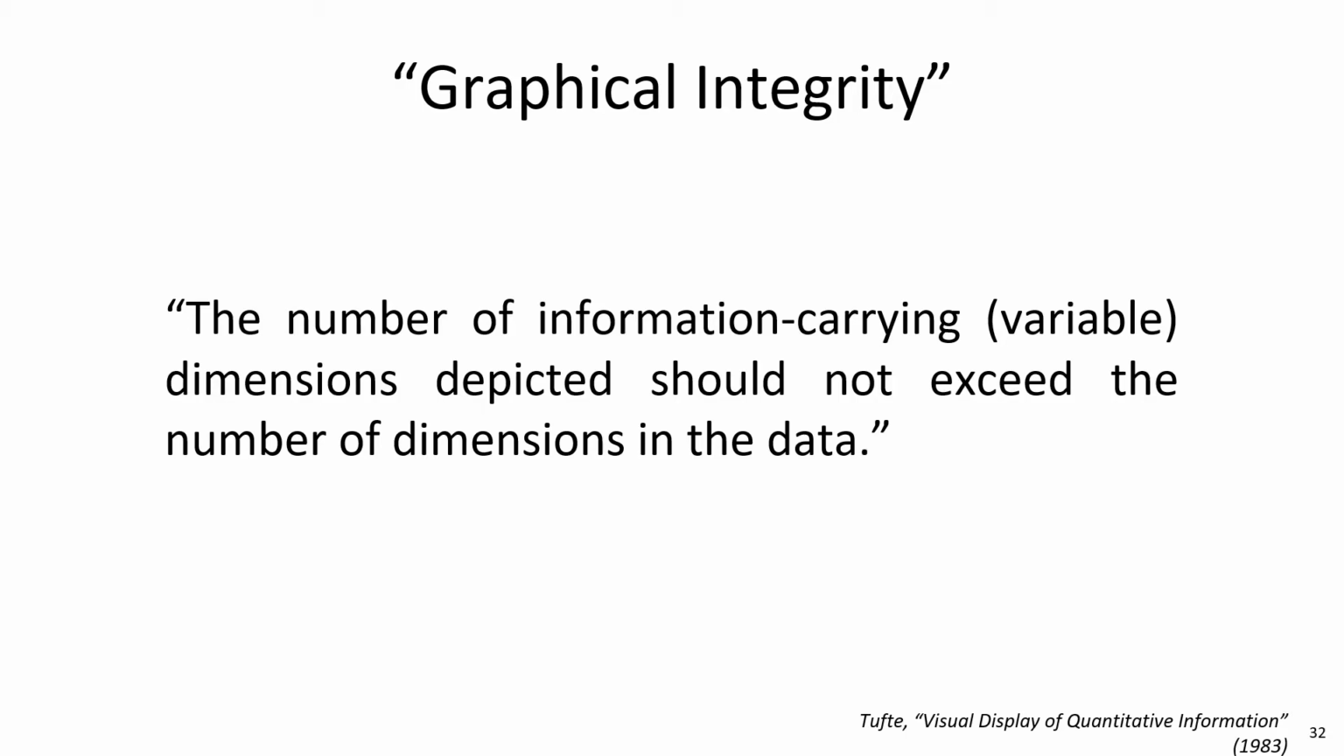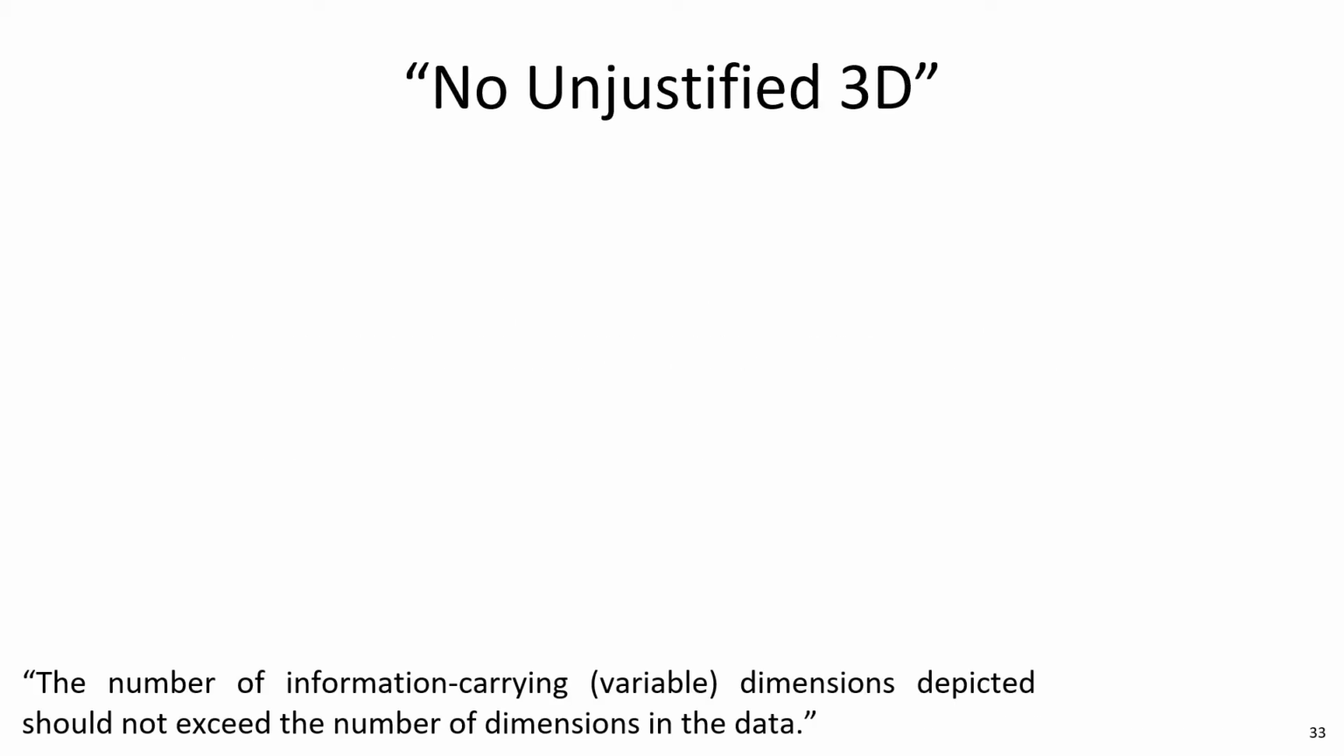We also want to say that part of graphical integrity is that the number of information carrying variables or dimensions depicted should never exceed the number of dimensions in the data. And what the heck does this mean? It means no unjustified 3D. If you give me unjustified 3D, I will flip out. I will rip apart your paper. It's a pet peeve of mine. I'm just stating it as a fact.